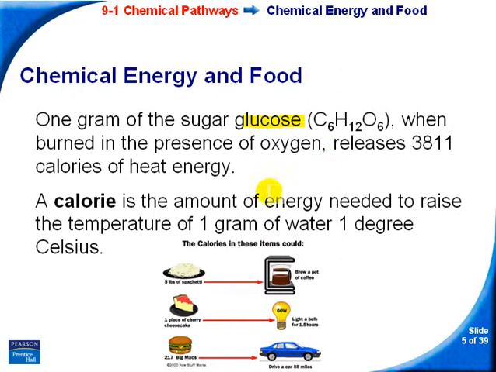The calorie is a measure of energy, and it can raise the temperature of 1 gram of water 1 degree Celsius. So there are 3,811 calories in 1 gram of glucose. And here's some other things you can do. If you had 5 pounds of spaghetti, you could brew a pot of coffee. It's the equivalent amount of energy.